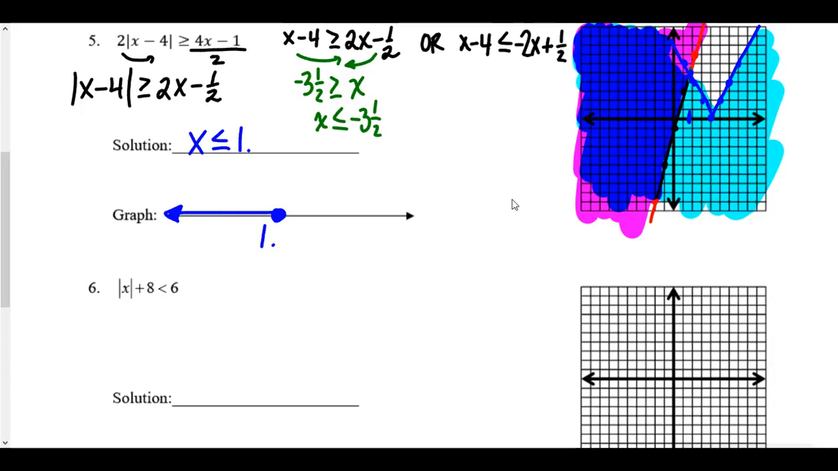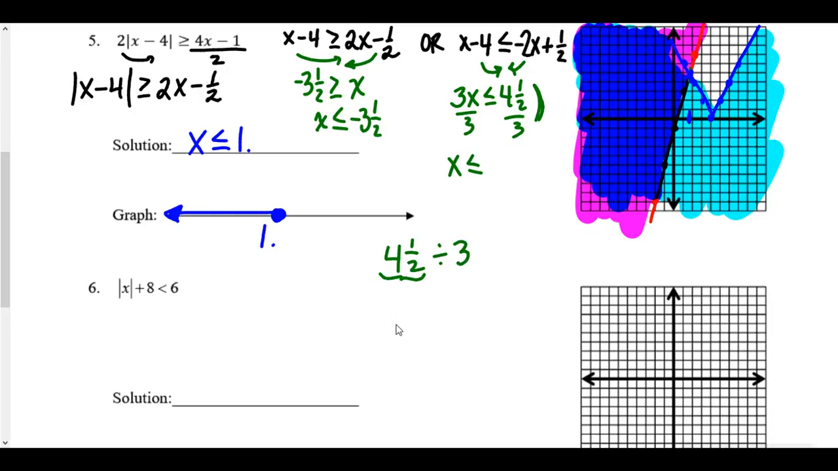Over here on the right, I would move my 2x over to the left by adding it, so I'd have 3x over there. I'd move my 4 over to the right by adding it, so I'd have 4 plus 1/2 is 4/2. Then to get rid of my 3, I'd divide both sides by 3. So over here on the right, I have 4/2 divided by 3. Let's write that out. If I'm doing 4/2 divided by 3, in order to divide, I need to make my 4/2 into an improper fraction. So I say 2 times 4 is 8. 8 plus 1 is 9. So 4/2 is 9/2.